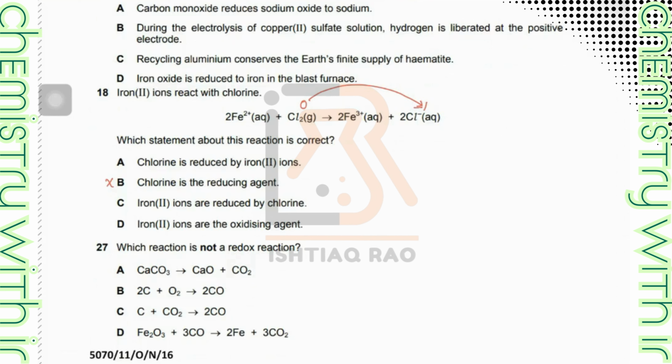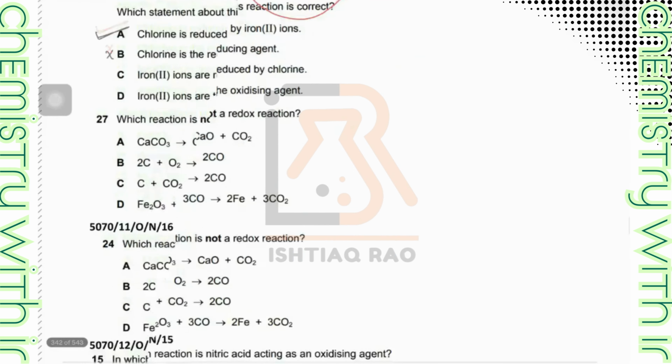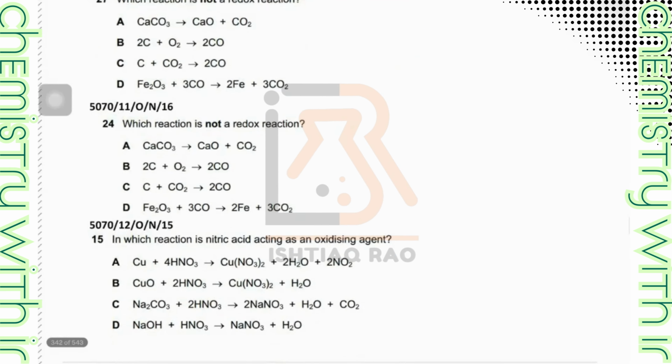Then what about C? Iron 2 ions are reduced. No, they are oxidized, an increase in charge. Iron 2 ions are reducing agents. Whatever is going to be oxidized is a reducing agent. That's why A is correct. Okay. What about this one?